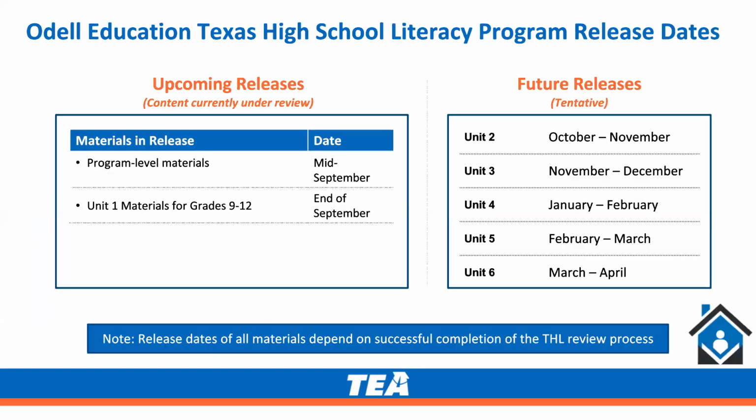Lastly, we want to give a high-level overview of when you can expect to see materials be released related to the Odell Education Texas High School Literary Program. In September, we are planning to make available the program level materials and the Unit 1 materials for grades 9 through 12. Then on the right, you can see when the future releases of the next units after Unit 1 will be ready and made available to districts.